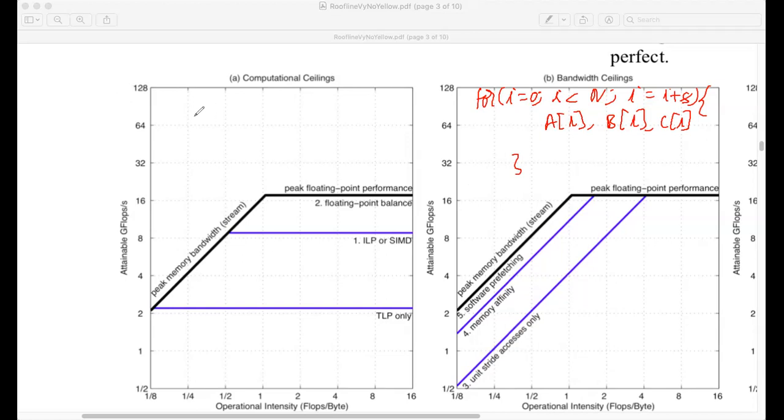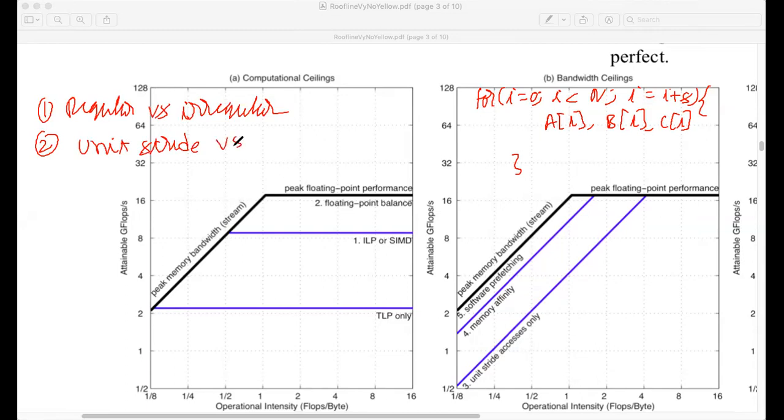So let me write down here: number 1, regular versus irregular. Number 2 is unit stride. Unit stride is good, the spatial locality is very good, versus greater than 1 stride, large stride. So as stride increases, locality decreases. Both these things relate to the spatial locality of the program.